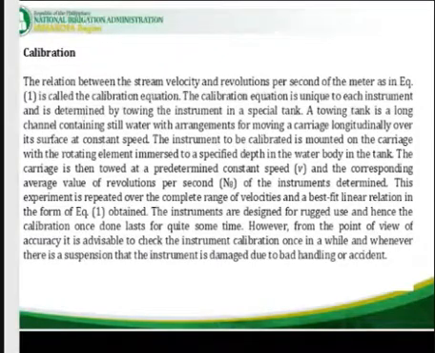The carriage is then towed at a predetermined constant speed v and the corresponding average value of revolutions per second ns of the instrument determined. This experiment is repeated over the complete range of velocities and a linear relation in the form of equation 1 obtained.